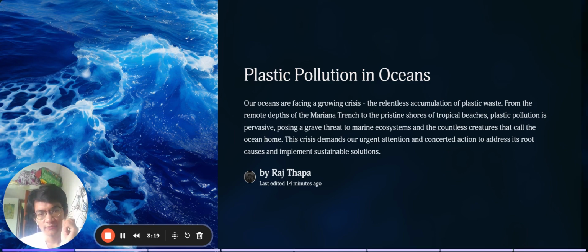Our oceans are facing a growing crisis. The relentless accumulation of plastic waste, from the remote depths of the Mariana Trench to the pristine shores of tropical beaches. Plastic pollution is pervasive, posing a grave threat to marine ecosystems and the countless creatures that call the ocean home.